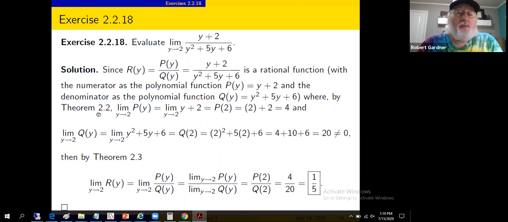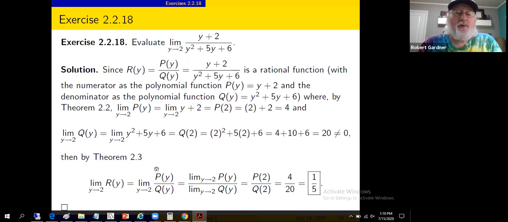We know by theorem 2.2, which dealt with polynomials, that the limit as y approaches 2 of p of y, that is, the function y plus 2, can be evaluated by substituting the 2 in, that is 2 plus 2 equals 4. The limit of q of y, since it's a polynomial, can be evaluated by substitution. Do the arithmetic, and I guess we get 20. And the important thing about 20 is, in this setting, it isn't 0. So we won't get 0 in the limit in the denominator. We'll get 20. So that's why that's pointed out.